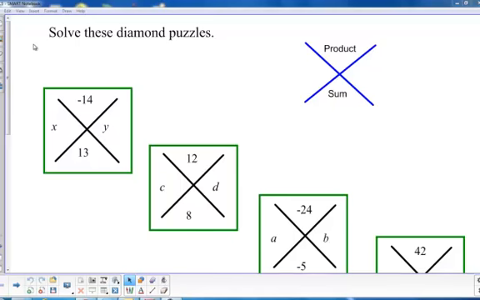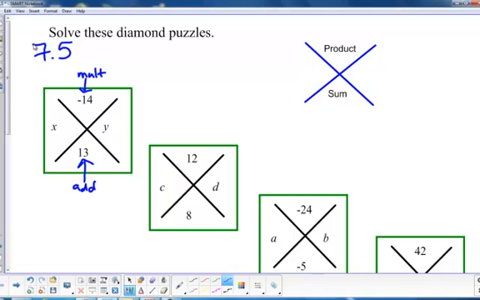Okay, we are in Chapter 7, Section 5, and before we delve into it too far, we're going to start these little diamond puzzles. What a diamond puzzle is, we need to figure out what two numbers multiply to give us this top thing and add to give us the bottom. So we're going to take the product of the two numbers and think about all of the possible factors of that. Now, if we're adding to get a positive, that means that our factors, the bigger one would be positive.